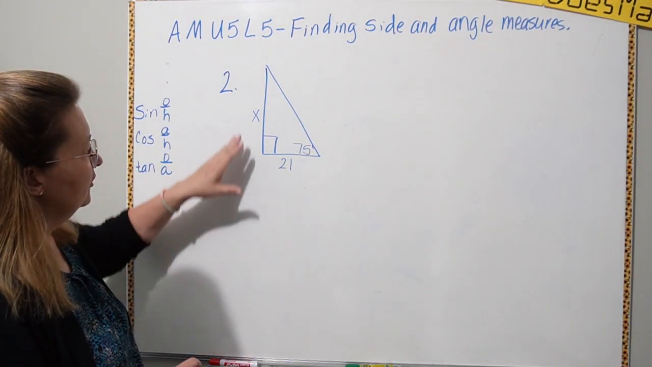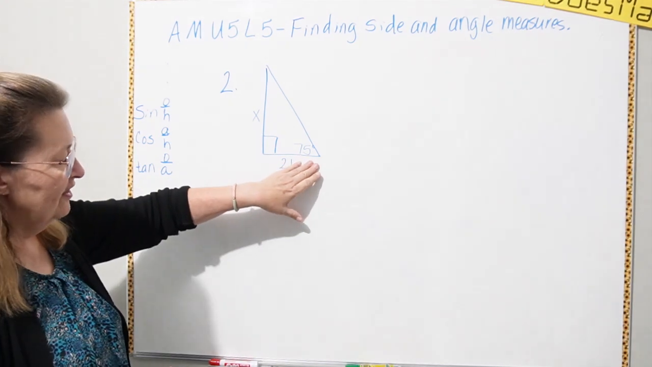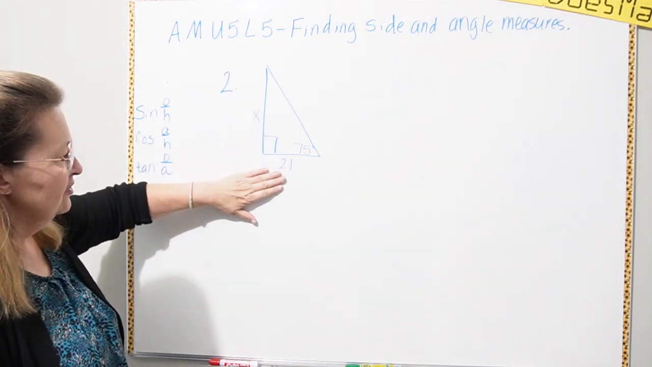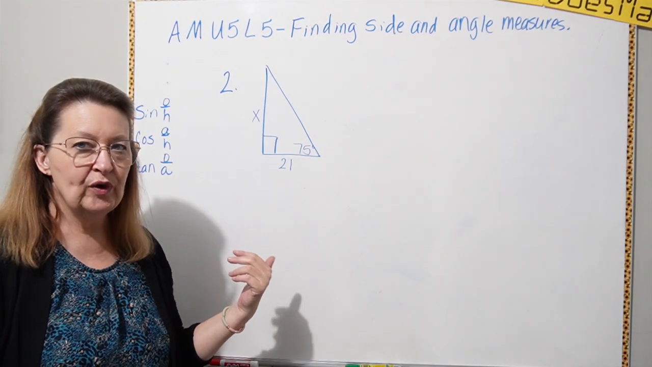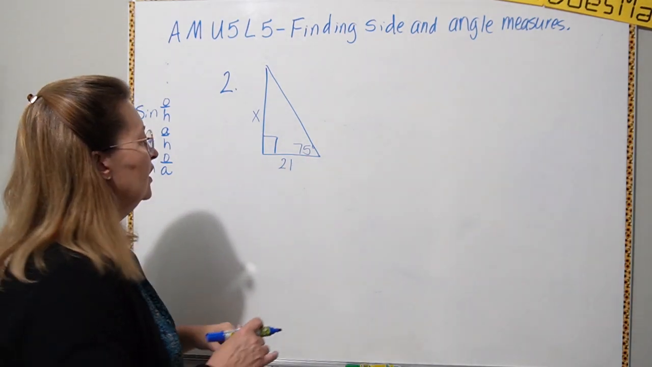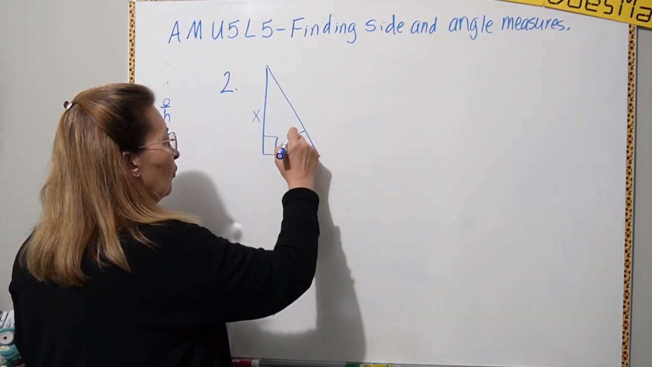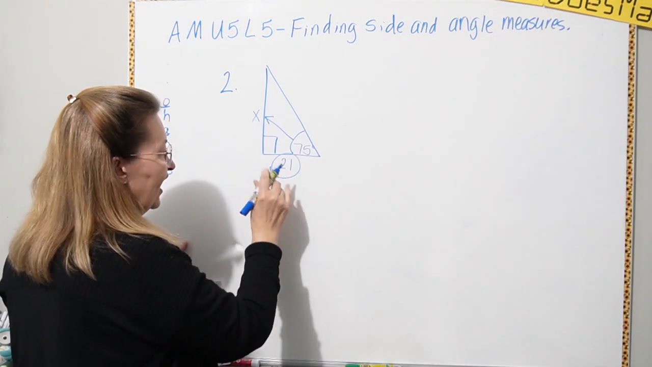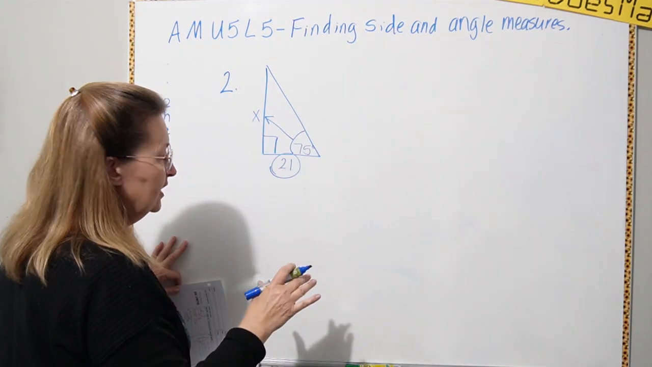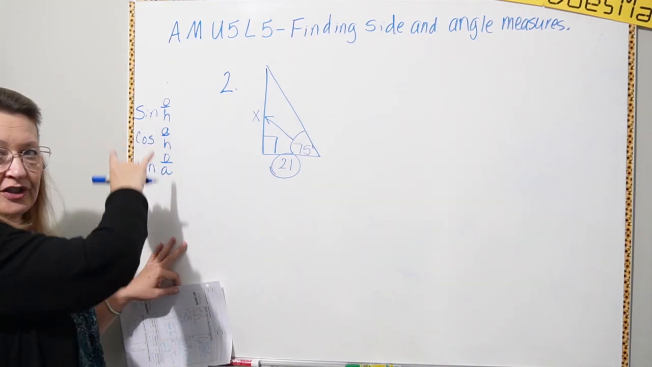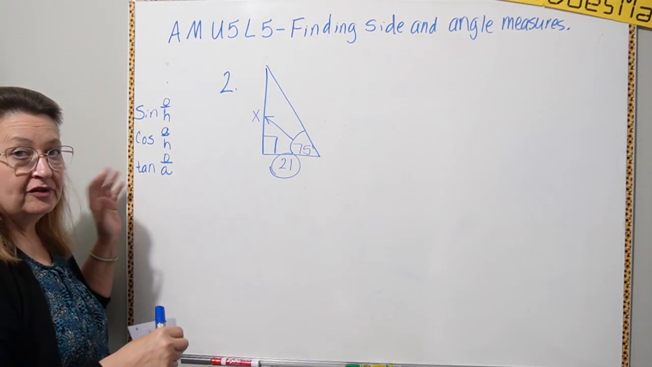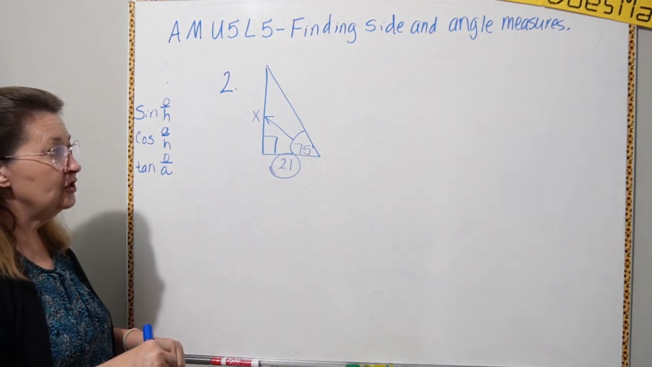Okay, now let's look at number two. We have a right triangle. We have a 75-degree angle here. We have a side that's x and a side that's 21. So first we have to decide which function are we going to use. All right, from our angle, we want to know the side opposite, and we have a value for the side adjacent. So which of your functions uses opposite and adjacent? Well, that's going to be your tangent function. So that's how you choose it.